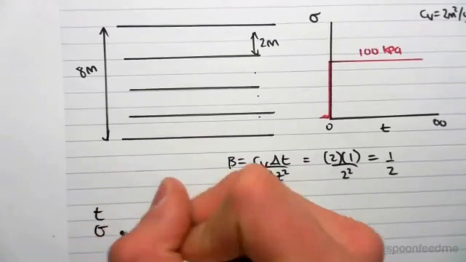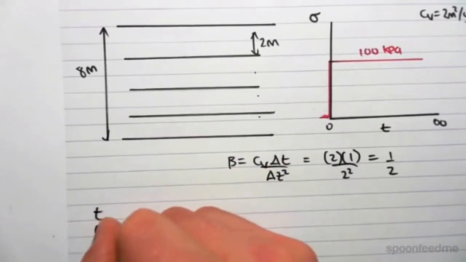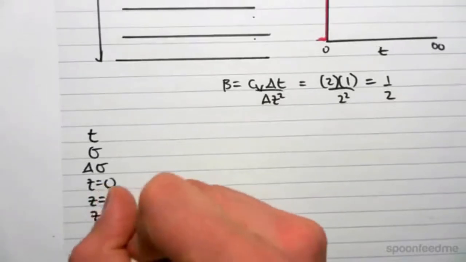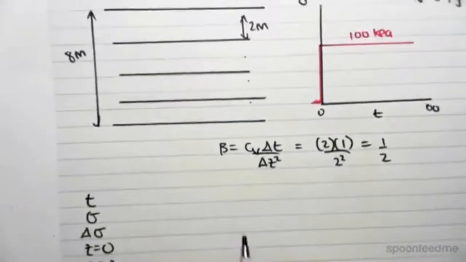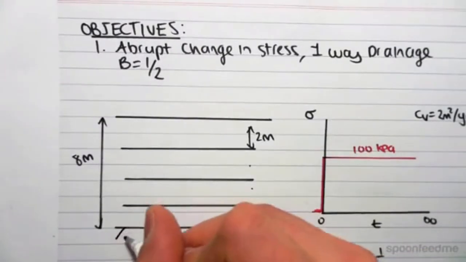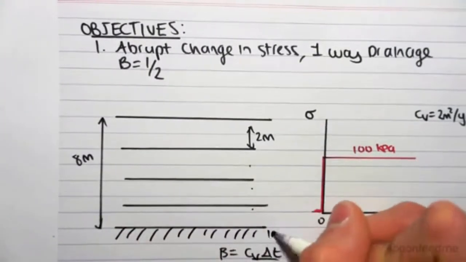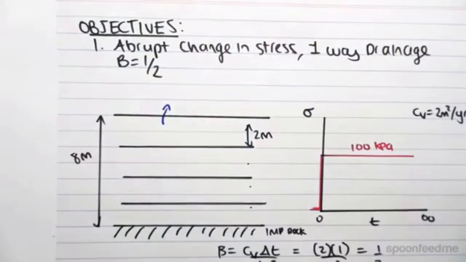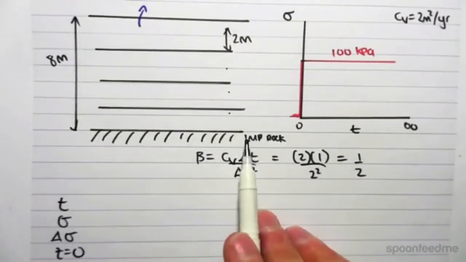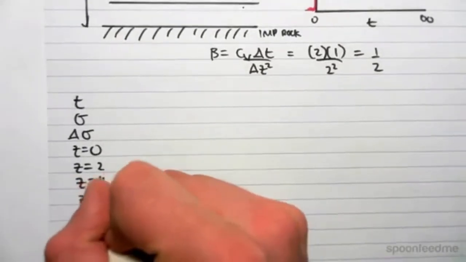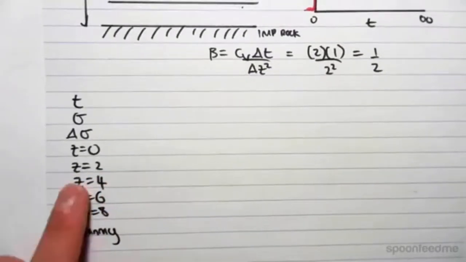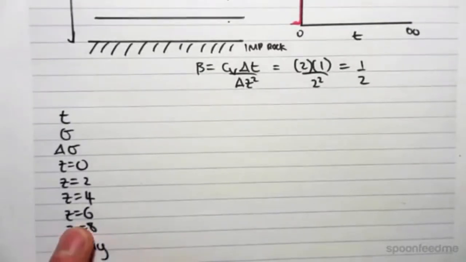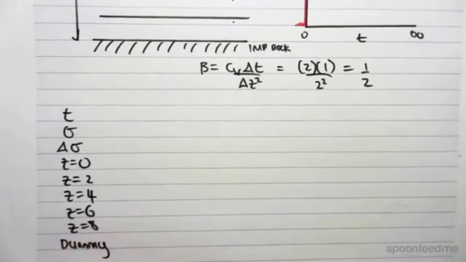So we have time, the stress, the change in stress. We're looking at z equals 0, z equals 2, z equals 4, z equals 6, and z equals 8. And because we're doing a one-way drainage case, because this is, say, an impermeable rock down here, and this is free to drain up here, we know that we have to introduce a dummy below this lowest level. So we saw that in one of the first videos we did, that for a one-way drainage case, we have to introduce a dummy underneath the lowest layer, which simulates our z equals 8 as an impermeable layer.